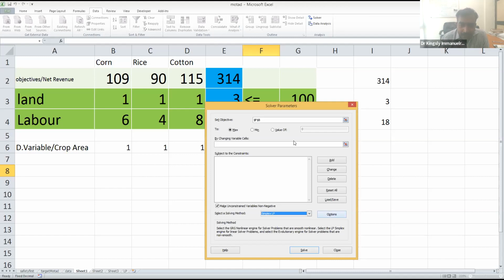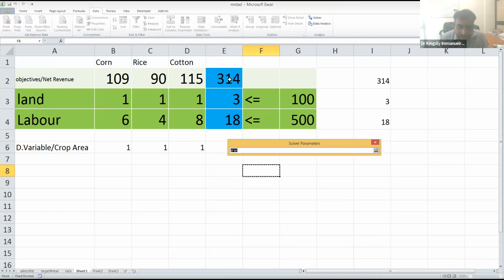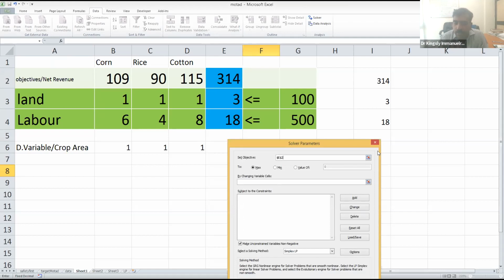Okay. So now, what is our objective? Set objective means, where is our objective value? Our objective value is the total net revenue from the farm. That is nothing but 314. The cell of 314 is our total revenue, nothing but our objective cell. So I am just indicating my objective cell, putting my cursor on it. Done. So we'll go to the next one.